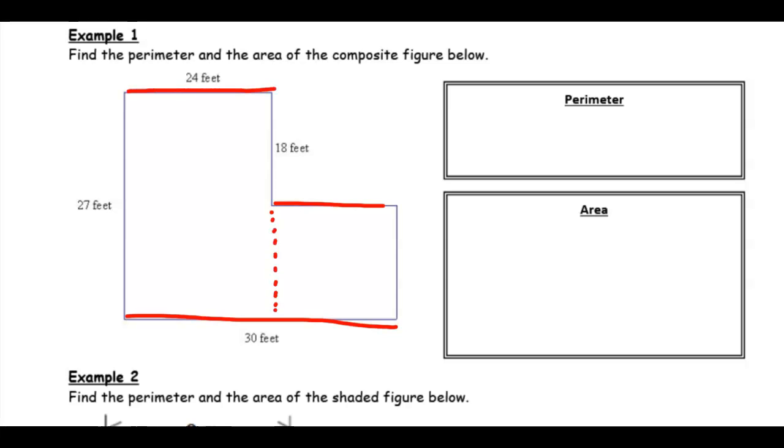Right, like from here to here is 24. This is missing. How do you think I can find that missing side? Subtract what? Yeah, take the whole thing, subtract the one you know, that'll give you what's missing. So basically 30 minus 24 gives me 6. So this missing part right here is 6.